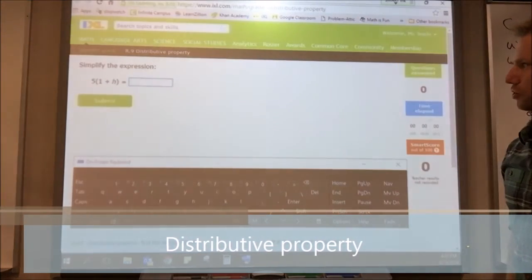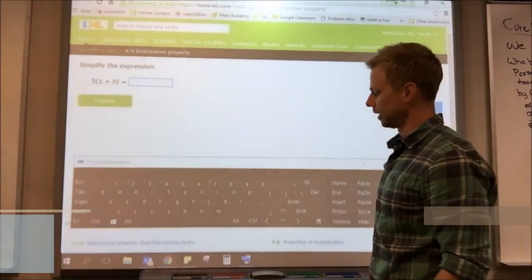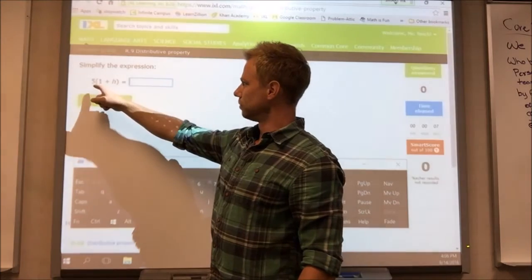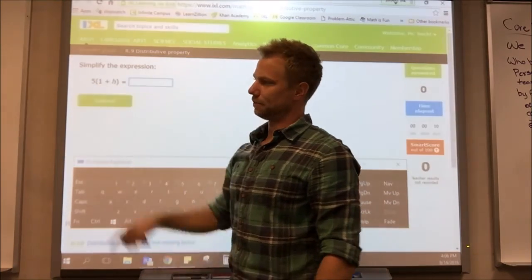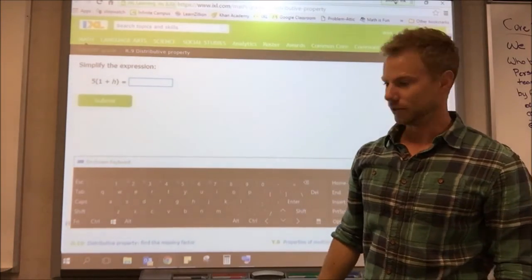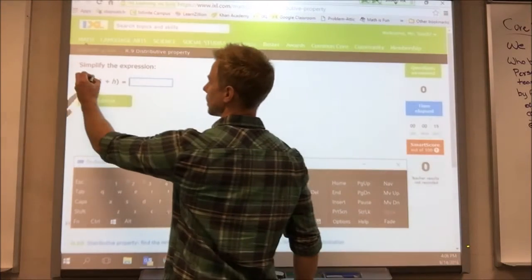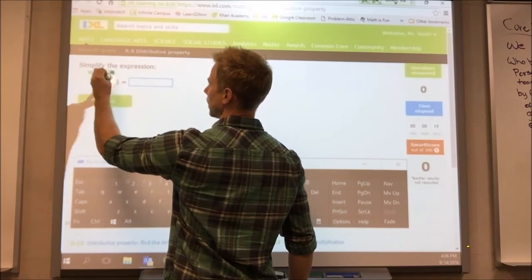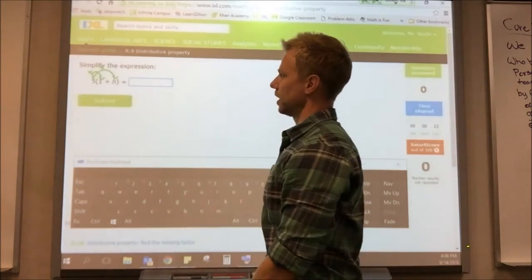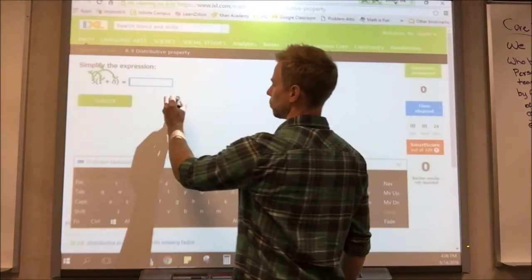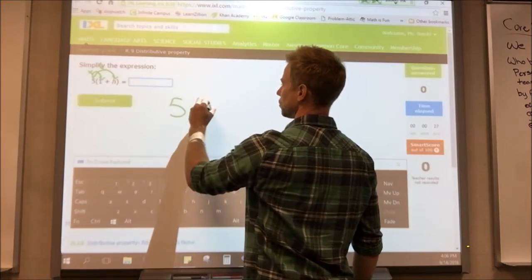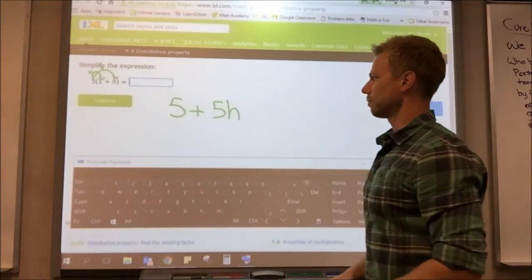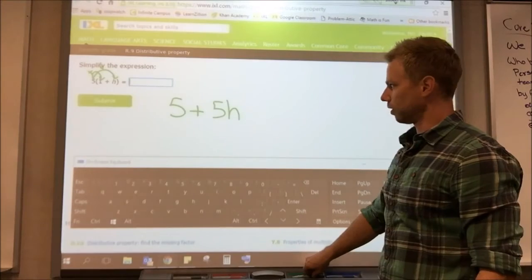Second link that we have is the distributive property. Okay? Whenever I have a number in front of parentheses, that number needs to be multiplied by everything inside of the parentheses. So in this case, I need to do 5 times 1, and I need to do 5 times h. So 5 times 1 is 5, 5 times h is 5h, and then I still have the plus in between them. And that's really all I can do.